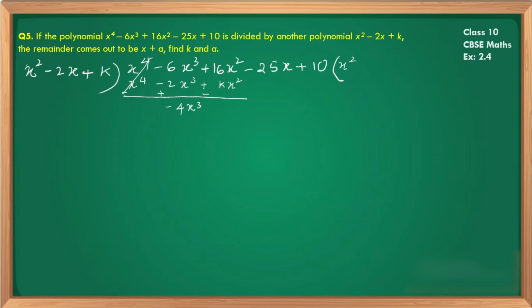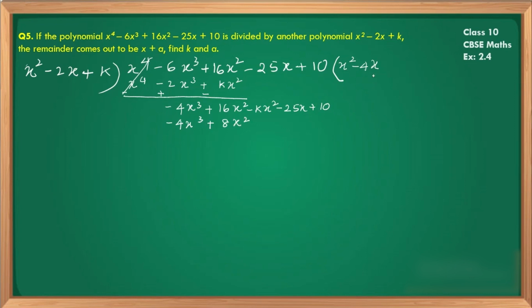Now here it is an unlike term, so what we do, we write plus 16x square and then minus kx square. Now minus 25x plus 10 we write down as it is. Now we multiply x square with minus 4x. What we get? We get minus 4x cube, minus into minus plus 8x square, plus 8x square.